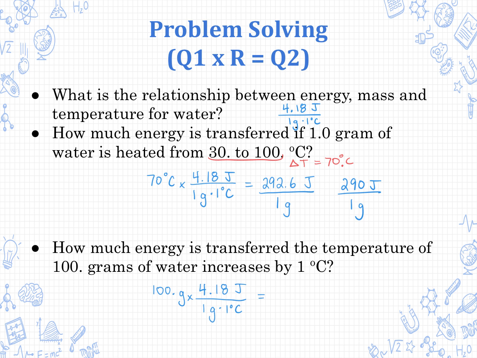So 100 times 4.18 is 418 joules for 1 degree Celsius. And since 100 grams has 3 sig figs, I'm going to leave the 418 joules for 1 degree Celsius.